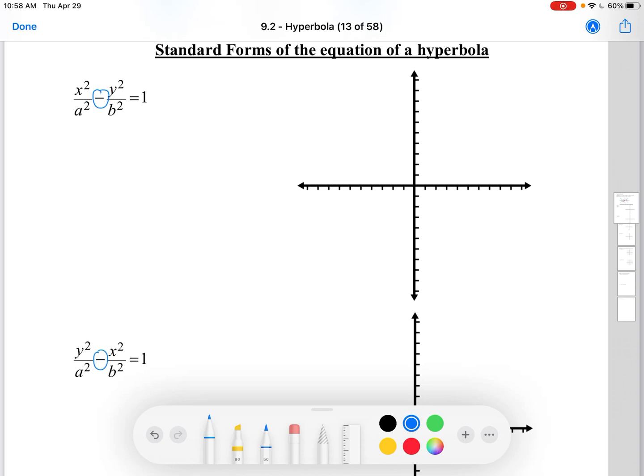Again, pay close attention. We have a squareds and b squareds once more. The a squared, when paired with x, is going to tell you that you are working along the x-axis. And when paired with y, that tells us we are working along the y-axis. So to get started, when I say we are working along the axis, that is going to have a new name. That's going to be the transverse axis.